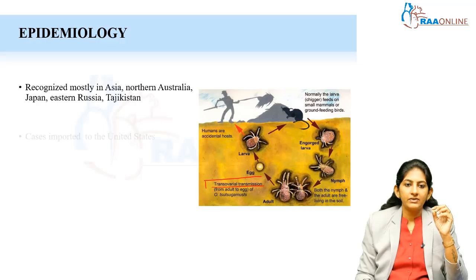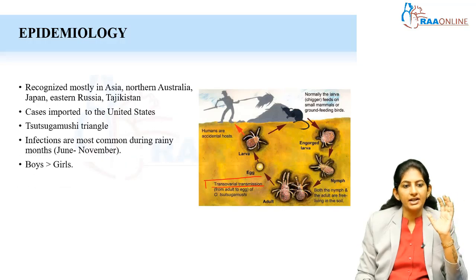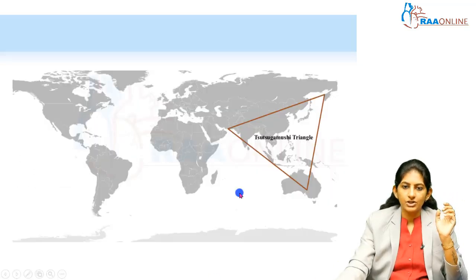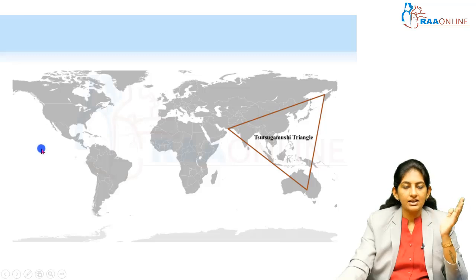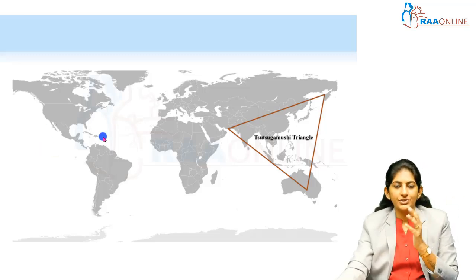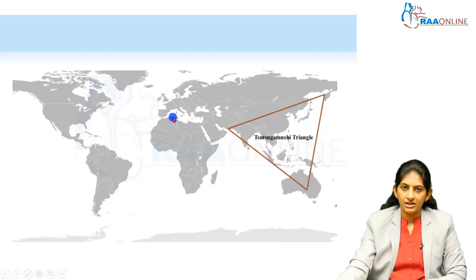And we have the Tsutsugamushi triangle. So what is the Tsutsugamushi triangle? Very rarely is scrub typhus seen in developed nations. In case there are travelers, there can be imported cases. Travelers who come to Southeast Asian countries can import cases of scrub typhus to their nations, but very rarely is it seen in Europe, in the northern part of the Americas, etc.